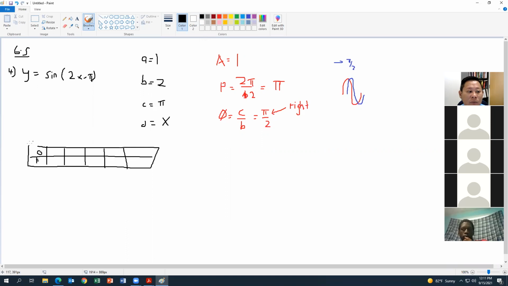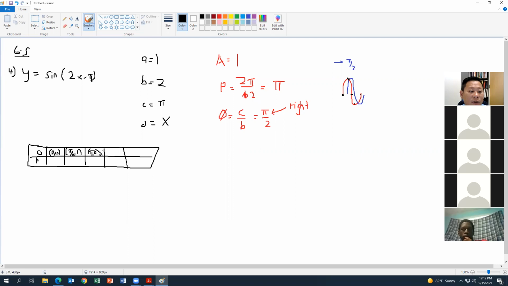So for sine, does anyone remember the 5 original points? There are 5 important points. 0, 0 is the beginning point. And then after that? Pi over 2, 1. Yep, pi over 2, 1. And the next one? Pi, 0.